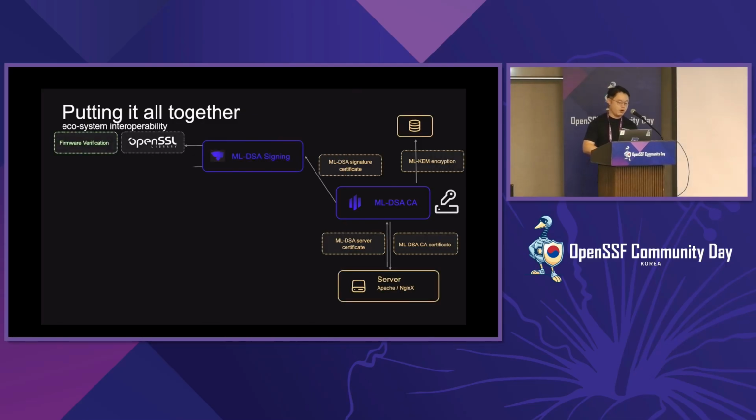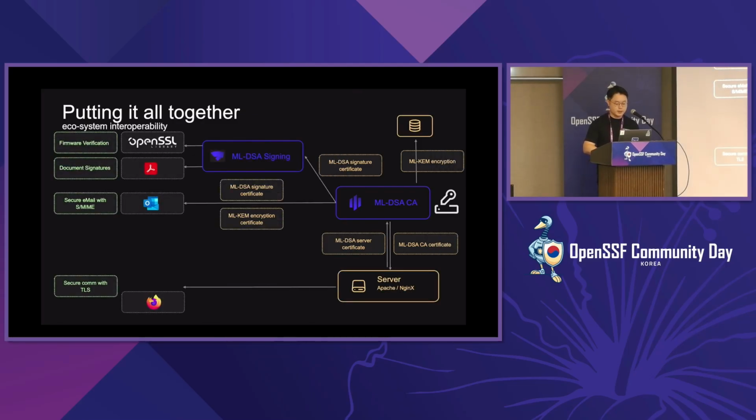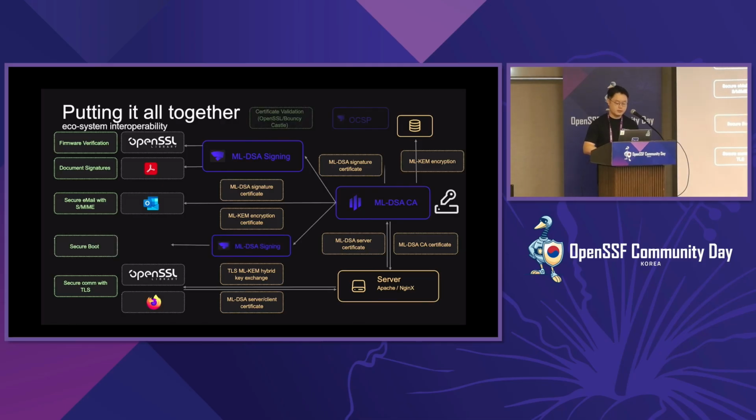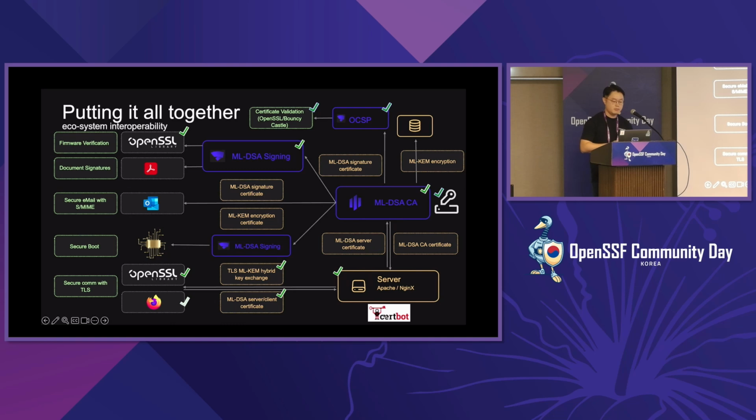So if we put all this together, you can do an ML-DSA CA, which is on the right-hand side, to generate CAs and issue certificates. We tested it with Certbot, which uses the ACME protocol, providing OCSP services, verified using OpenSSL, and doing the signings, signing documents and SBOM, verified using OpenSSL. TLS, which is also a very important part of the internet, we're also doing a lot of testing around this.